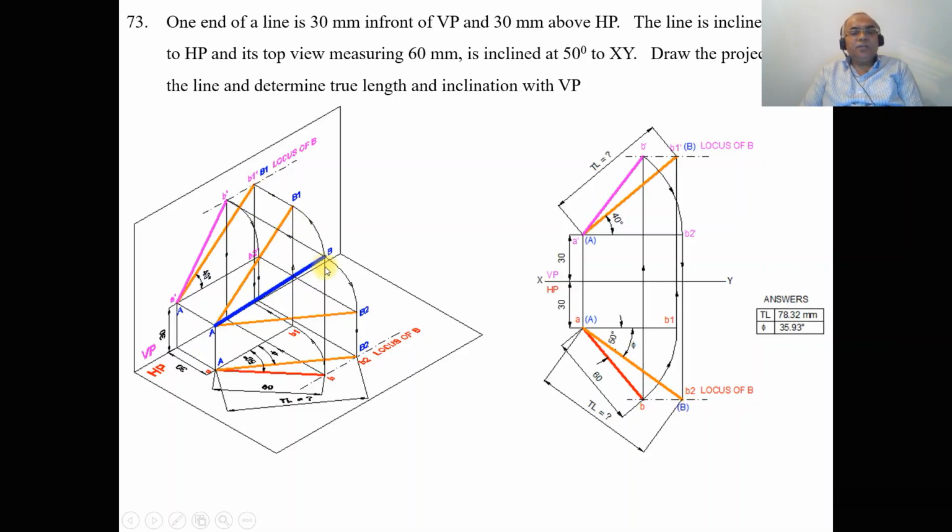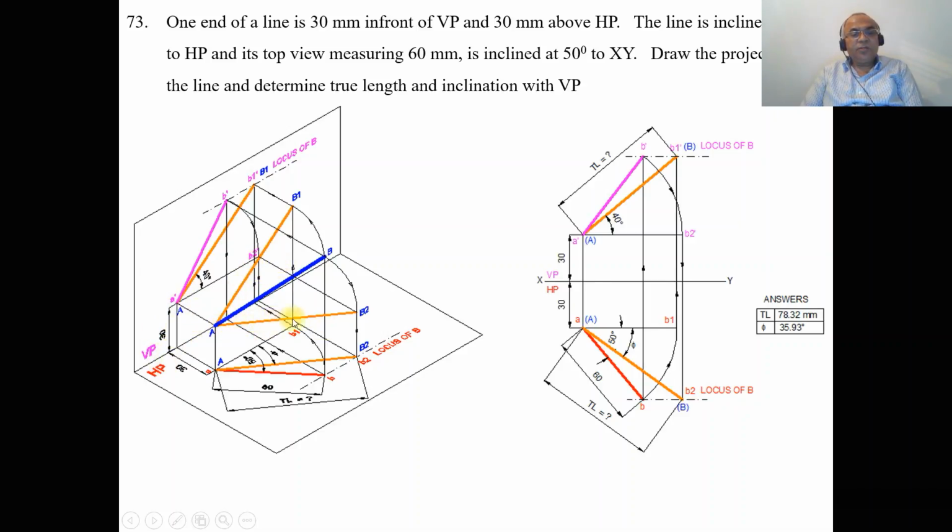Now we need to find the true length in the horizontal plane. With A as center, taking the radius AB, you rotate it and make it parallel, so that both A and B2 are above HP by 30 mm. When you look from the front view, the projection has been done from here, so obviously the image is also getting rotated in the vertical plane. With A dash as center, taking the radius A dash B dash, you draw an arc such that both A dash and B2 dash are above HP by 30 mm.